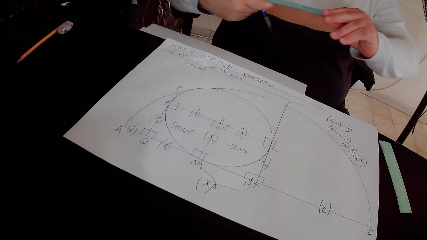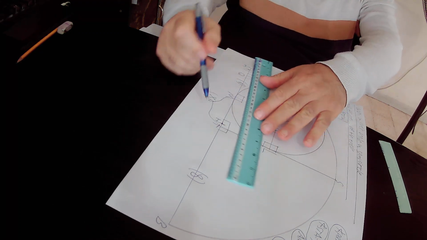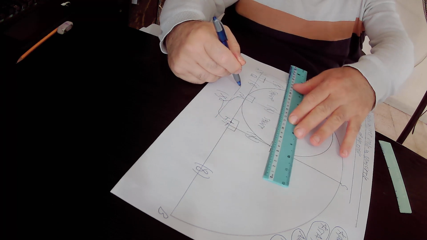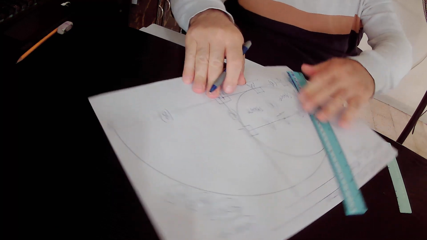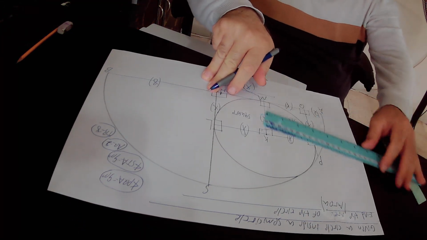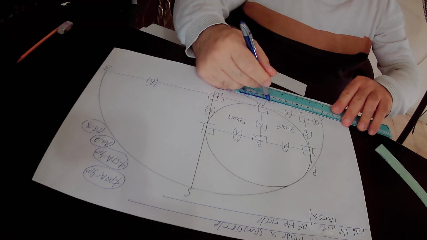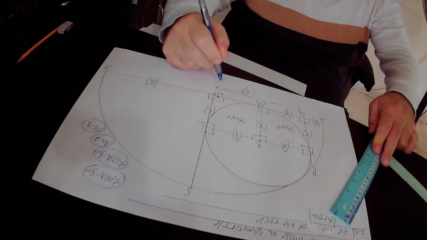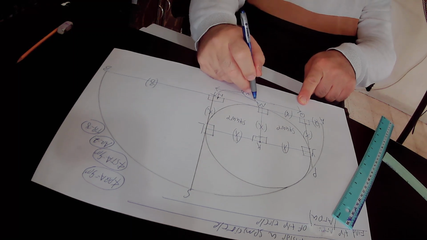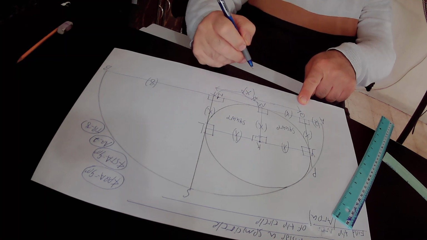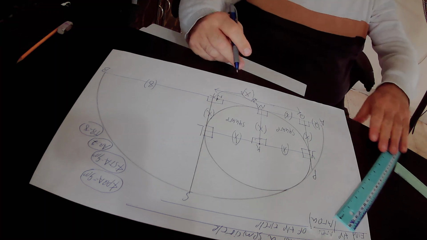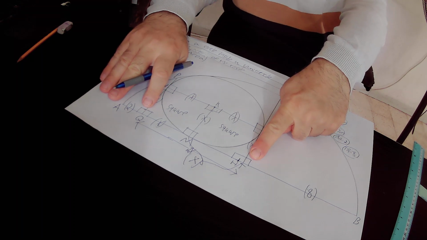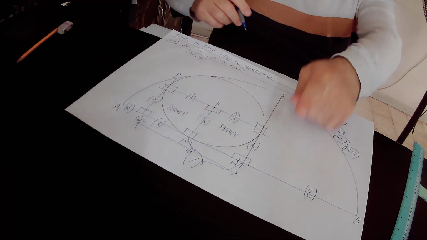So I'll write it down. This is side QT, that's equal to 2x units in its length.